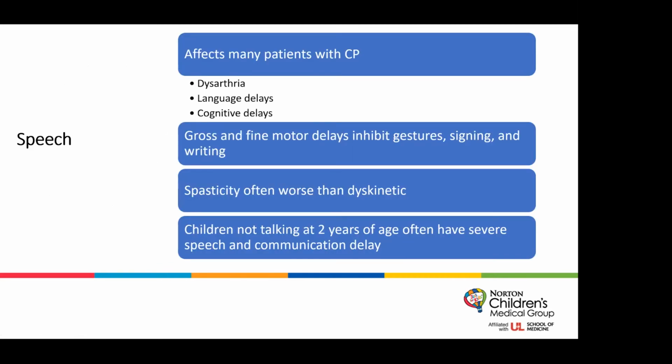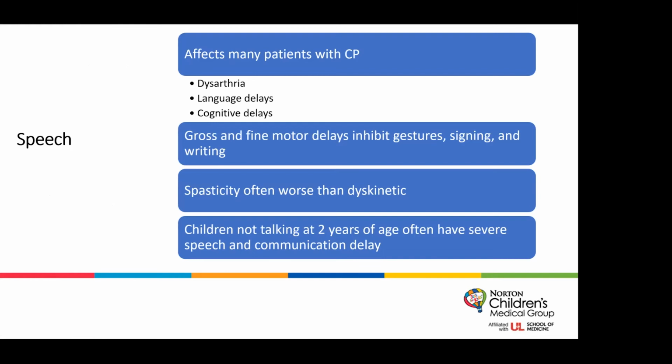Speech. So speech is important, can affect many patients with cerebral palsy, and it occurs for a number of reasons. Speech can be limited by dysarthria, so slurring of your speech. That has to do with motor control. Language delays or problems, so based off where the injury is in the brain, causing language delays, and patients with lower cognition may have speech issues.